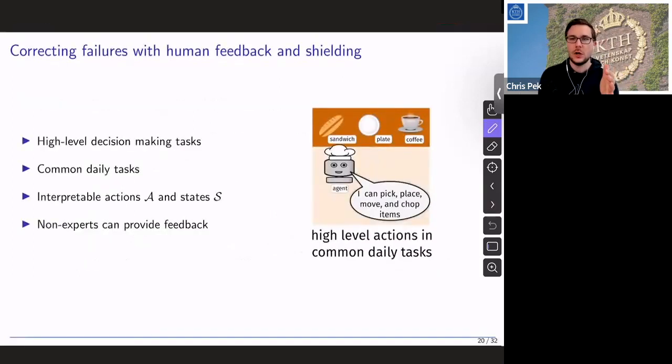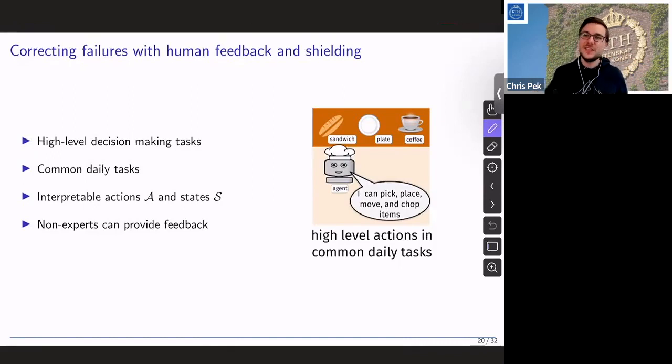And here I want to focus on high-level decision-making tasks first. Why? High-level actions are interpretable by humans, because if we take care of a control problem where it's about trajectories, about states, and so on, continuous, it's very difficult to interpret that for humans. However, if you have high-level decisions, it's easier for a human to say, if the robot has actions such as pick, place, move, and drop items, which you see here, the human can suggest high-level actions to correct failures. Moreover, it would be nice if it's a common daily task so that these non-experts give you feedback so that the robot can correct its policy.